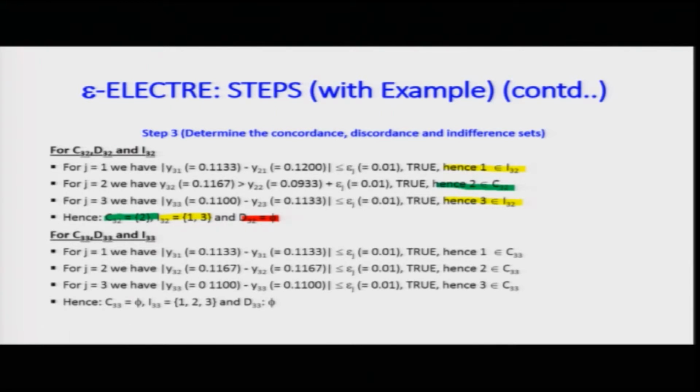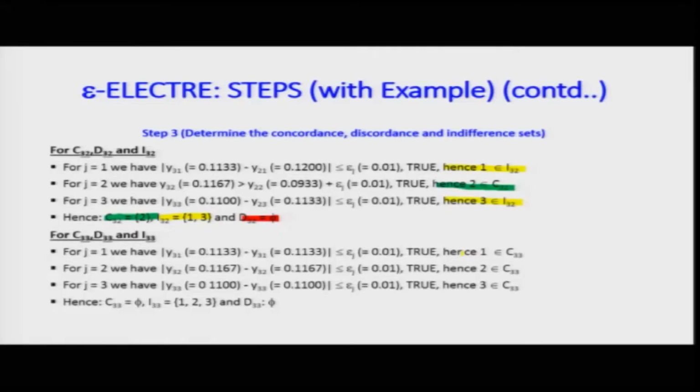Now, I come to the last cell, which is 3,3. Then you will have the concordance, discordance and indifferent indices C33, D33 and I33. Similarly, for j is equal to 1, 2, 3, considering epsilon as 0.01, using the same calculation which I have shown, we will have all of them falling into the set C.